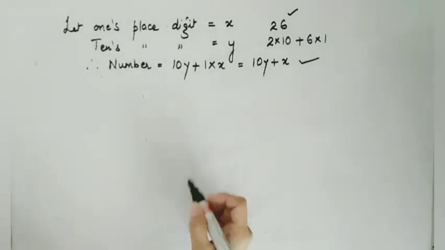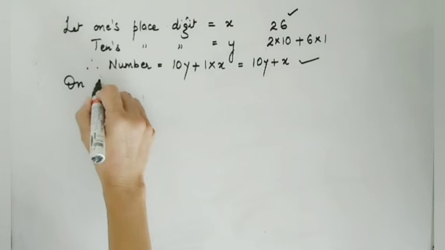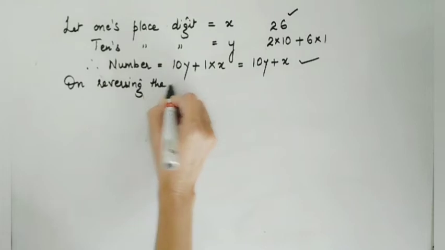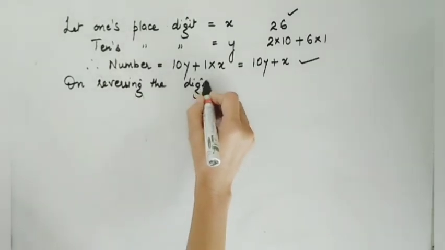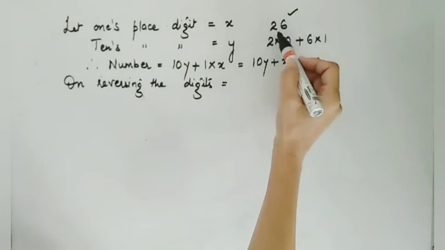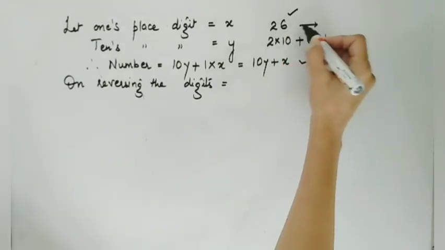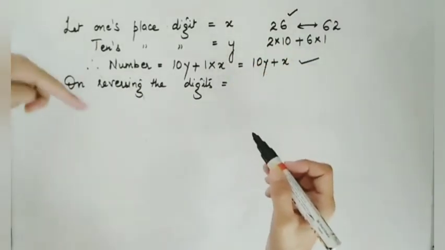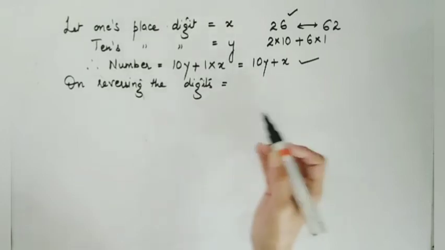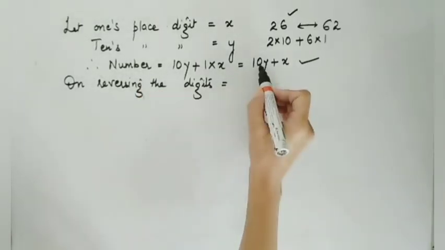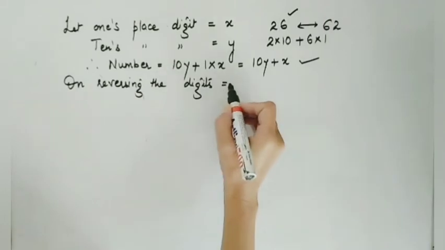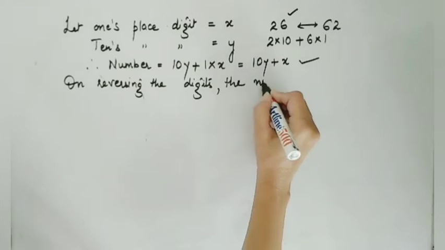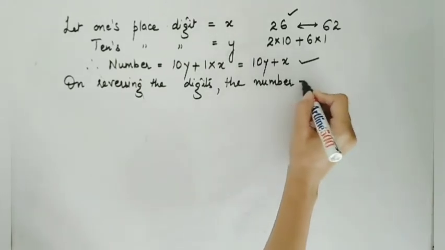Now what would be the number on reversing the digits? Reversing means initially suppose the number is 26. When you reverse it, it would become 62. So what change would you see here? Tens place and ones place would swap their position. So if initial number is 10y plus x, on reversing the digits, the number would be 10x plus y.